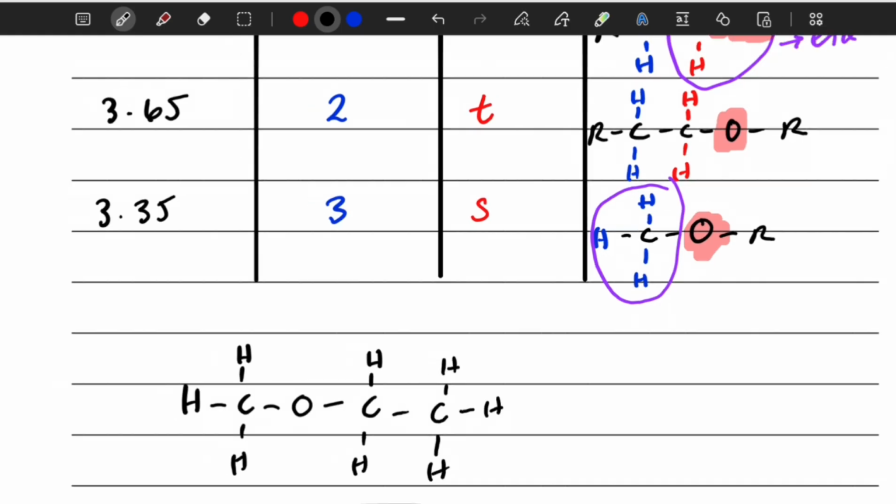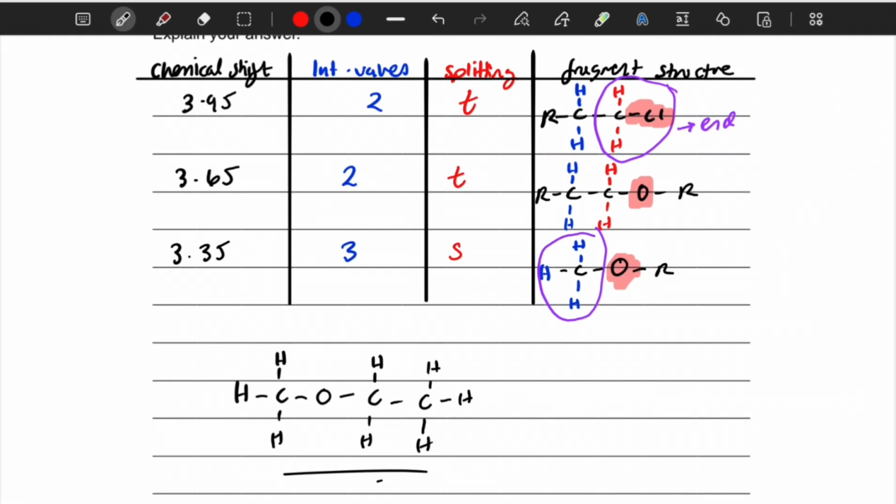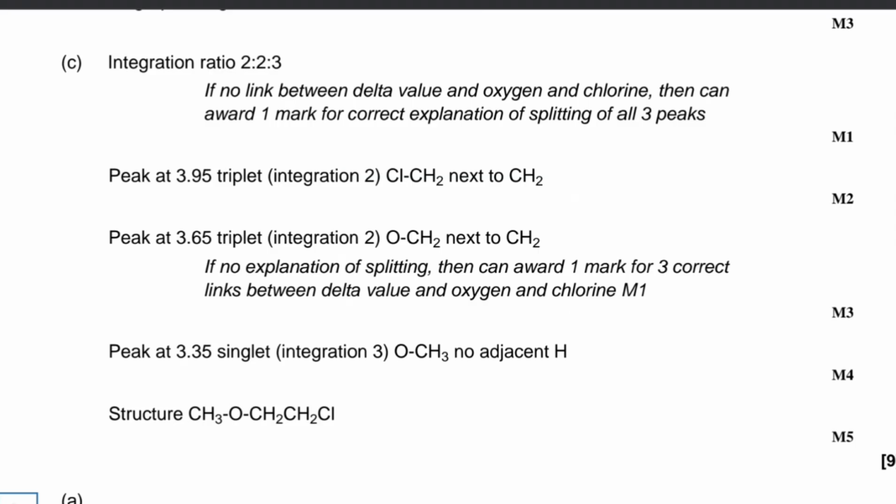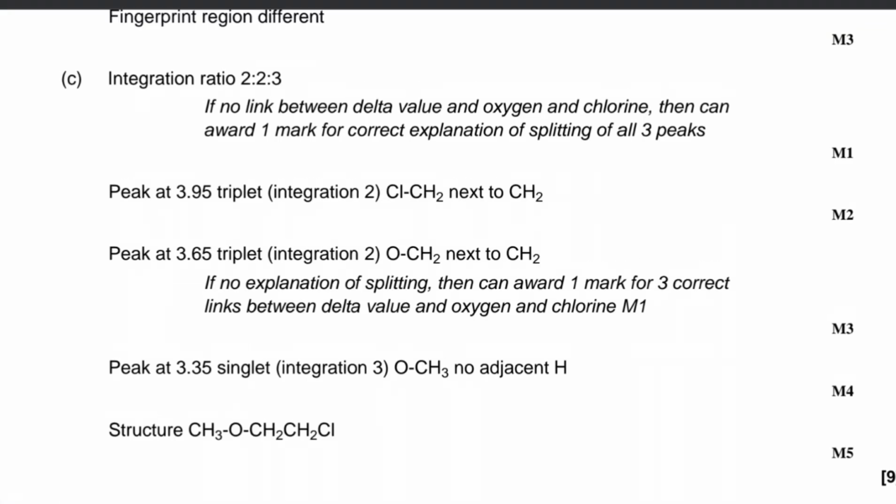And that is your answer. Easily done. That's an easy 5 marks, guys. That is your answer. Okay, it's like a puzzle. And if you look at the marks game, we got this mark for the integration ratio, and we got the fragmentation right, we got the splitting pattern right, and yeah, we got all our 5 marks.